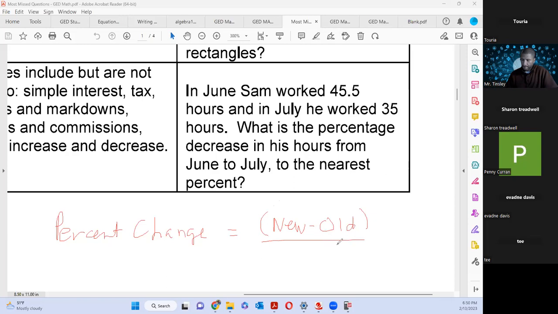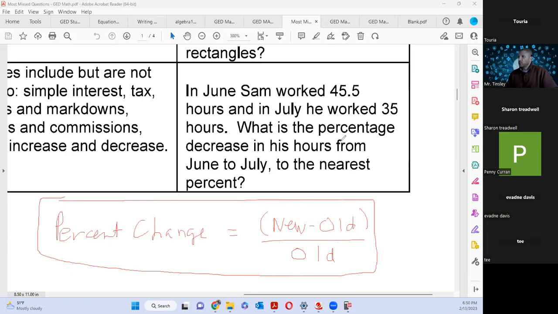Over what? Old, yeah. So this is the formula to find percent change. Okay, so when you say percentage decrease or percentage increase, that tells you it's a percent change problem. I subtract first, then divide by the old. So again, I would use my calculator from the door, if I know my formula.